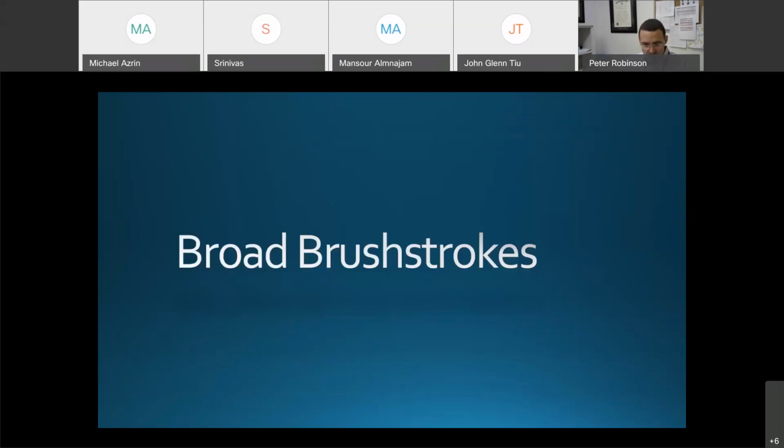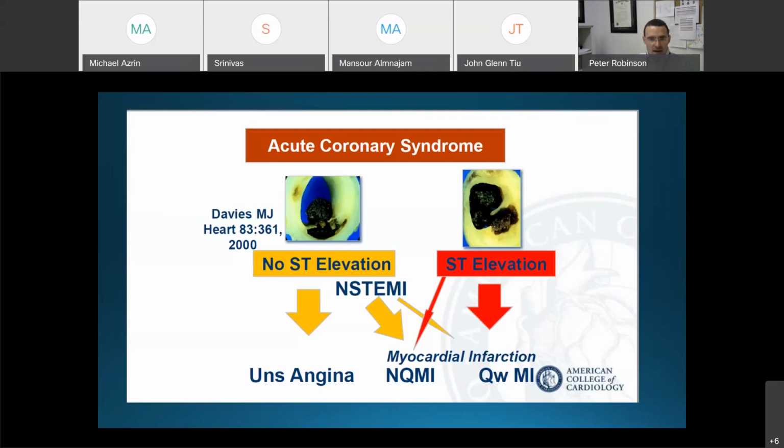So again, I just touched on this. We're going to be talking in broad brushstrokes about a number of different issues that will come up, but need probably further clarification with further talks throughout your fellowship. So starting again with a discussion of acute coronary syndromes in general, as you guys know, there's a spectrum of disease, all precipitated by the plaques that we all have in our coronary arteries.